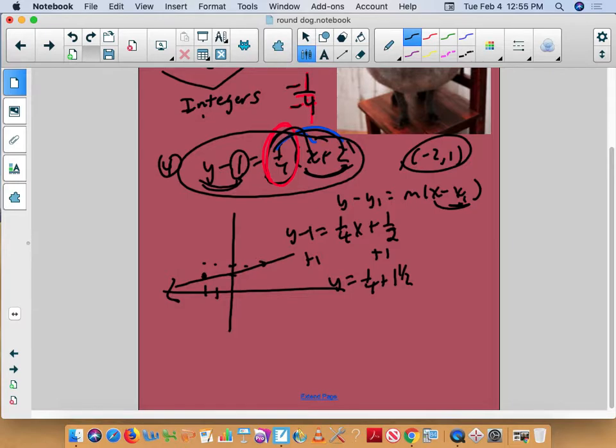Now for standard form. Standard form, you need your x's and y's all on the same side. Okay? So let's go back to this one. This is 1/4 x plus 3/2.